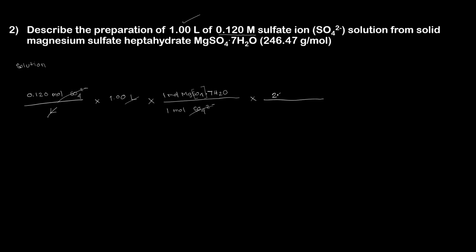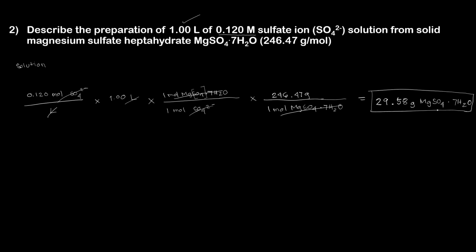So that's 246.47 grams for 1 mole of MgSO₄·7H₂O. You can cancel now the mole of magnesium sulfate heptahydrate and we are left with the grams. So calculating, we have 29.58 grams of magnesium sulfate heptahydrate. This is the mass of magnesium sulfate heptahydrate that you should prepare.